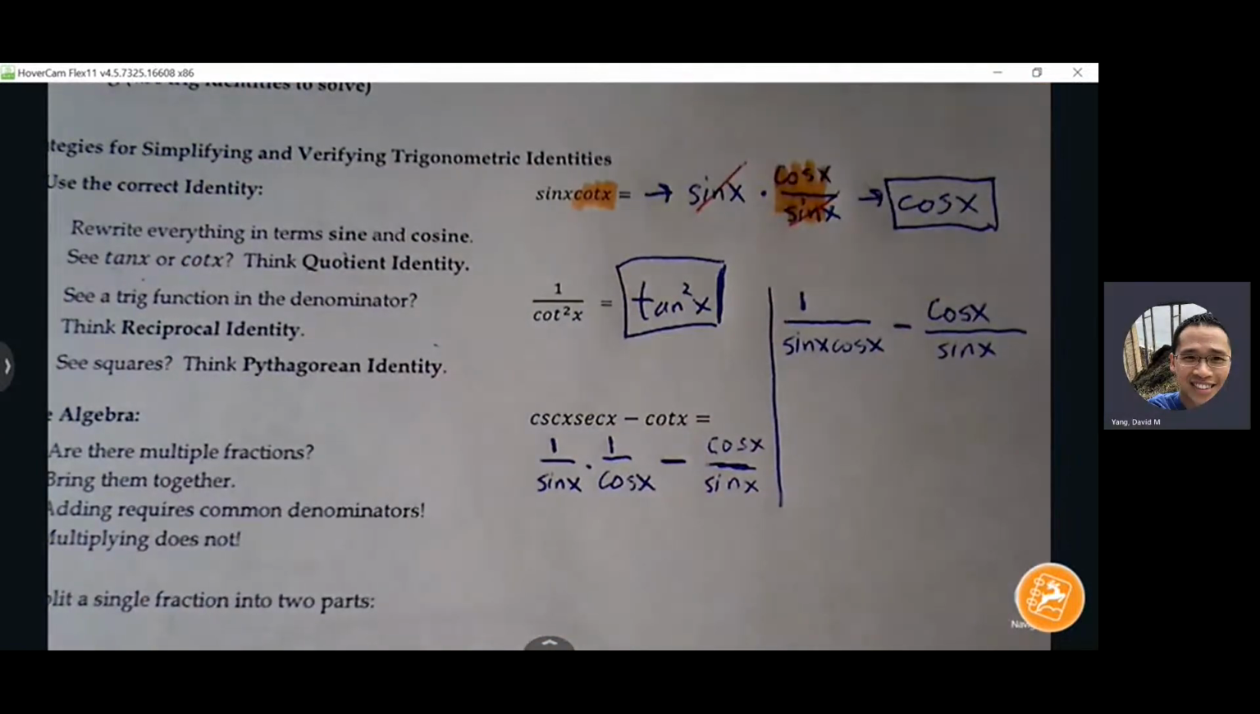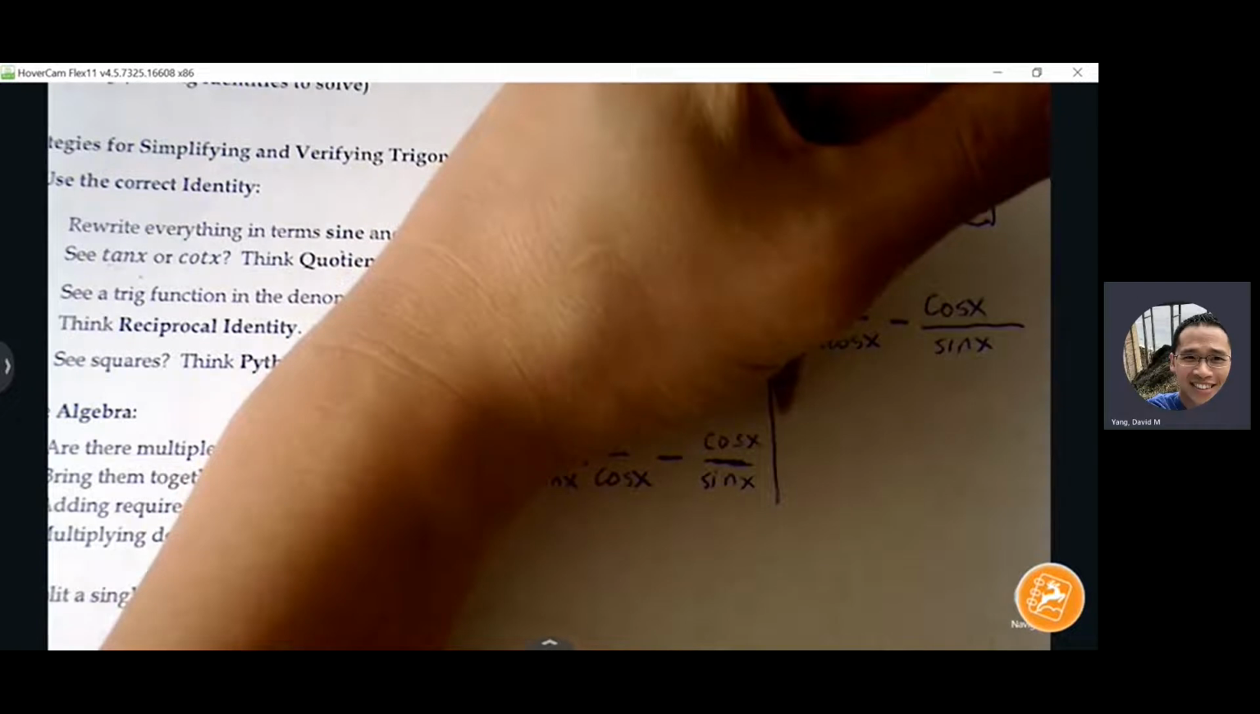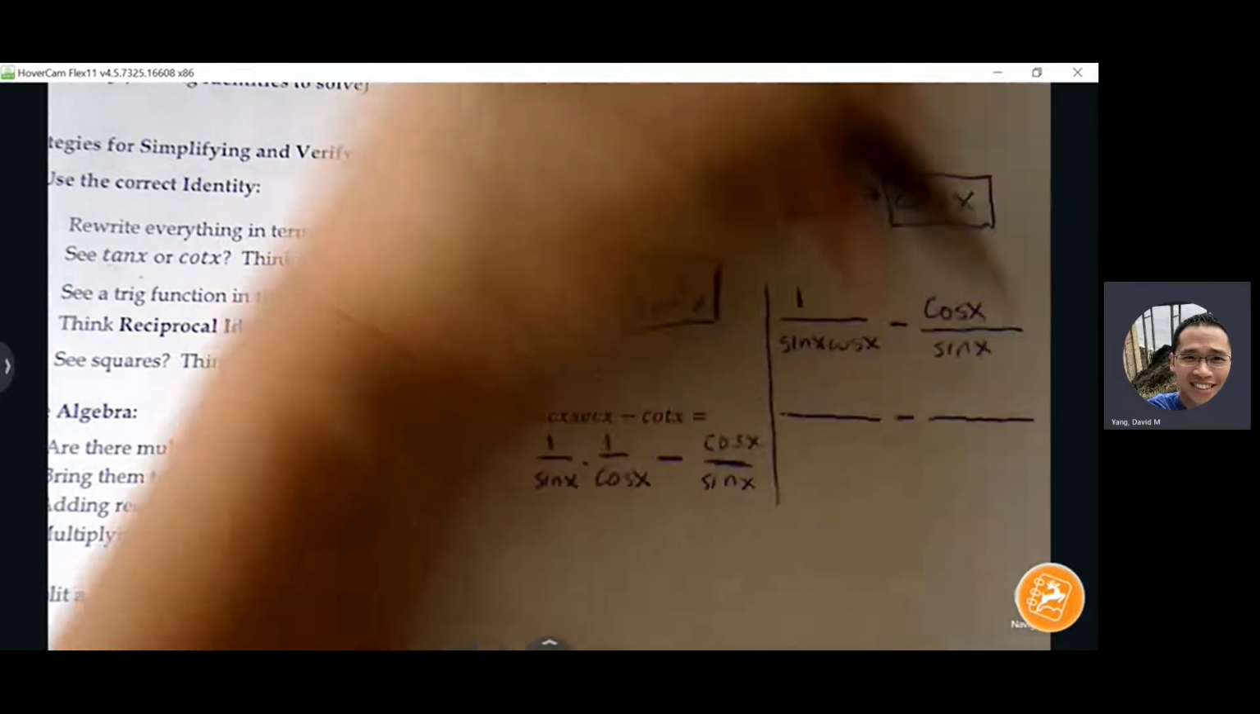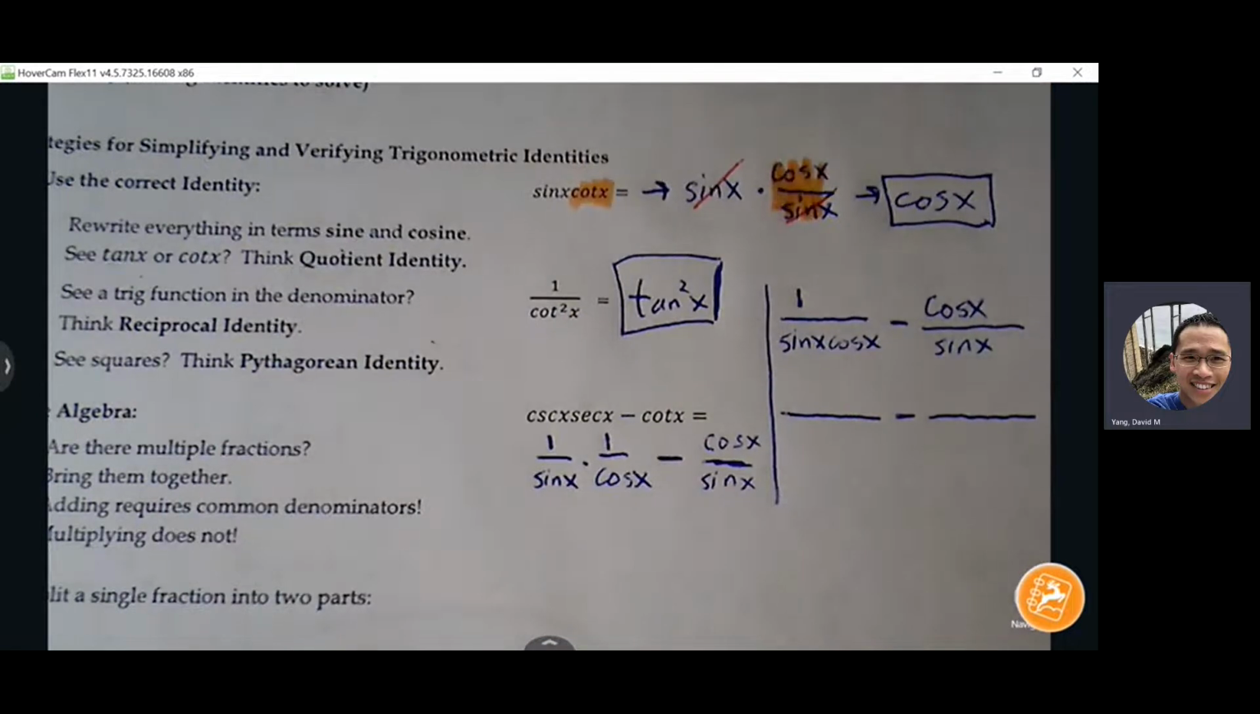So if I want to merge two fractions into one fraction, what needs to happen? I need to have a what? Same denominator, right? So we need to find a common denominator that is large enough for both of these to multiply into. Okay. So what's the common denominator that both my denominators can go into?